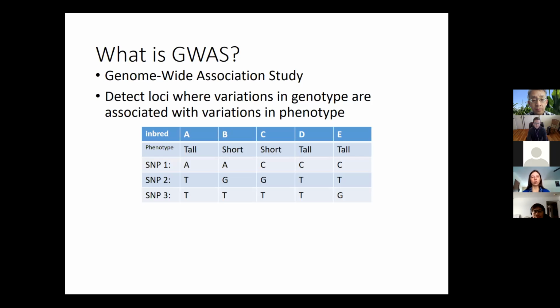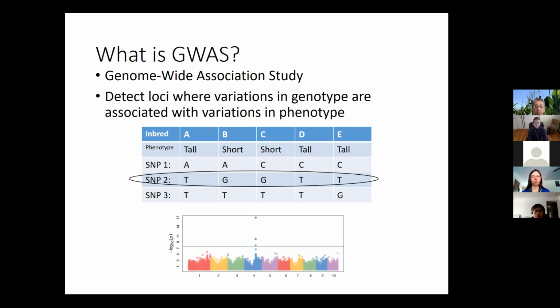Now, as I said, the goal is to look for loci where genotype variations are associated with phenotype variations, and we see that happens at SNP 2, where if it's a T, the phenotype is tall, and if it's a G, the phenotype is short. Again, simple example, but in general, even the most complex models are doing something like this.